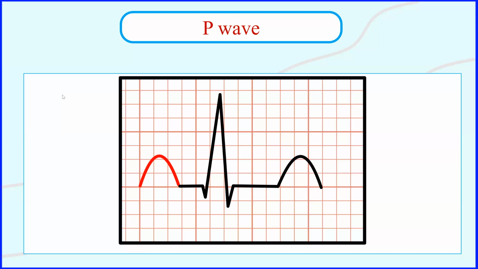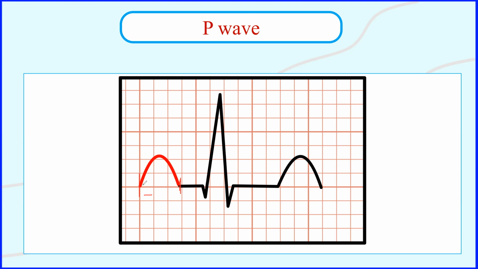Now look here, guys. This is the normal P wave. We start counting from here, from the beginning to the end of it. It should be less than 3 small squares, 1, 2, and less than 3. And the amplitude should be less than 2.5. It's here 2.1 at most. So this is a normal P wave.